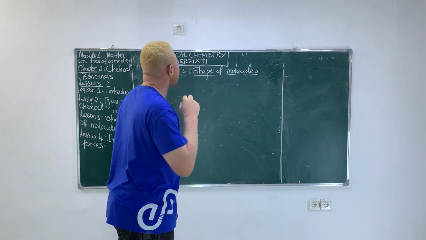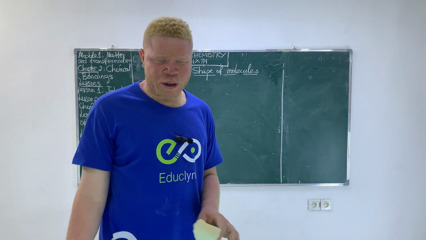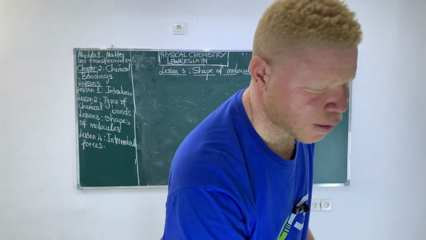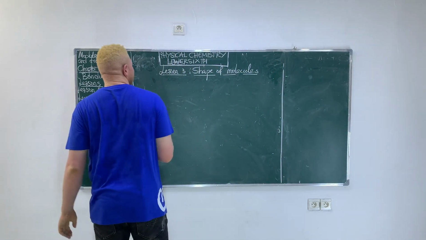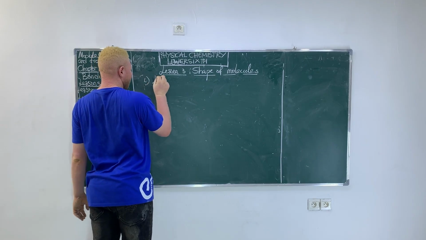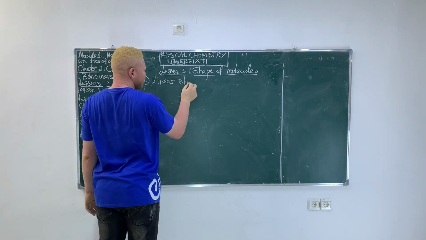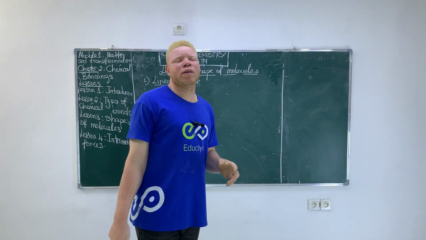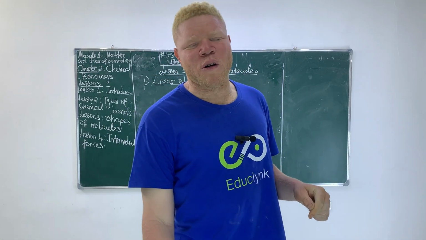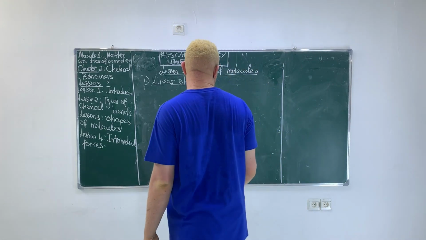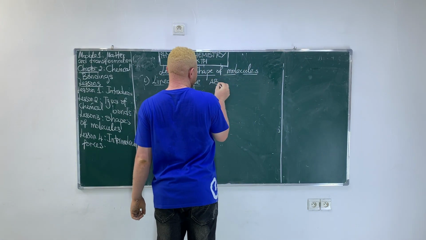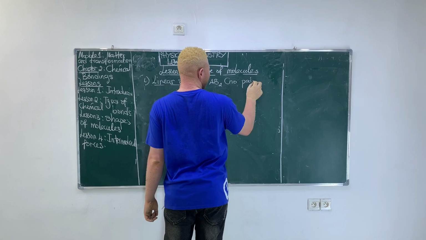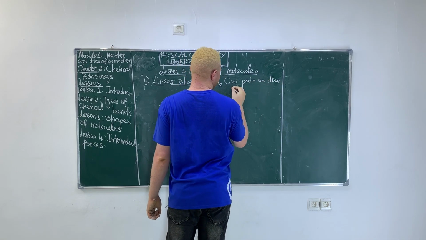So we're going to start with the first shape of molecule, which is the linear shape. Number 1, linear. For us to have linear compounds, first of all, the compound must be of the form AB2, such that there is no lone pair of electrons on the central atom.